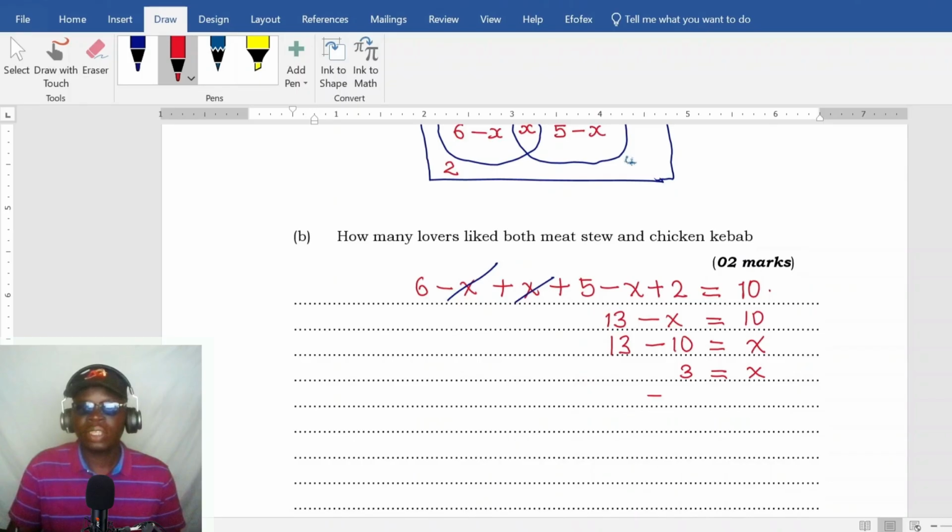Therefore, this implies that x, as we defined earlier on, that represents the total number of people who like both meat stew and chicken kebab, is simply 3. And we have successfully answered this one here, and it becomes 2 marks. I think the question is interesting and very easy to get these marks.